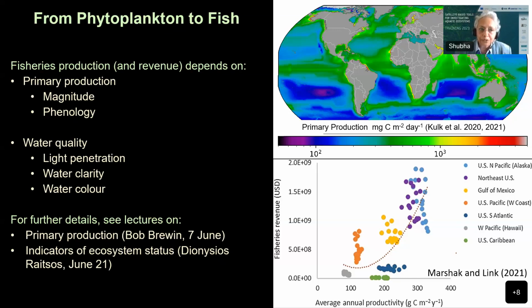The primary production also depends on water quality. So we are back to water quality, and the water quality indicators or aspects that are relevant for primary production include light penetration, water clarity, and water color. I'm not going to go into details on this, but you will hear more details further down this training course. Bob Bruin will be talking about primary production, and Dionysius Reitsos will talk about indicators of ecosystem status.